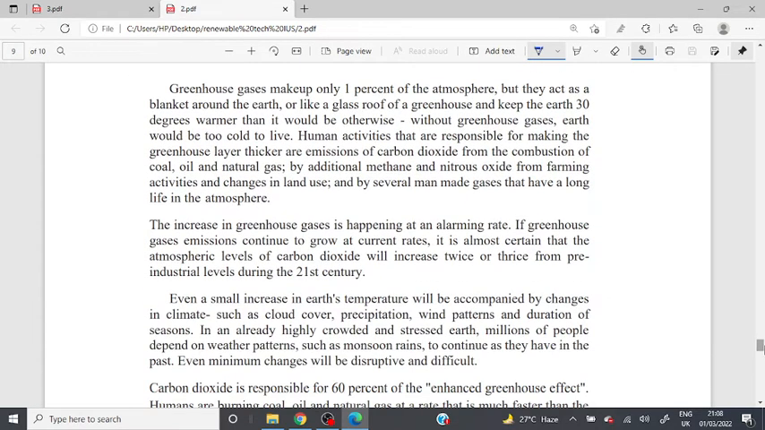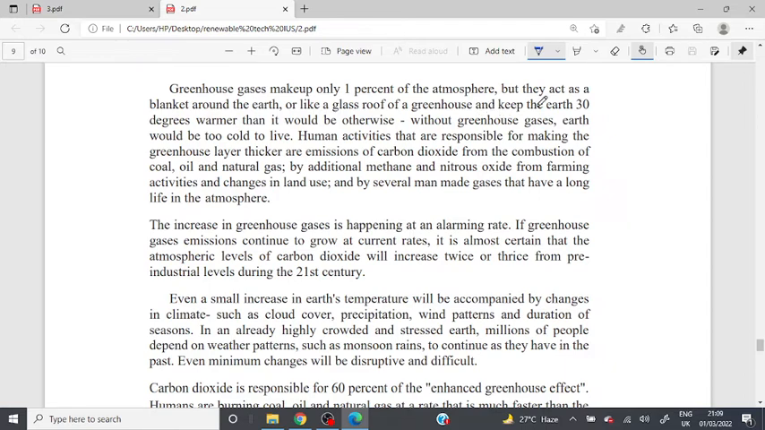Greenhouse gases make up only 1% of the atmosphere, but they act as a blanket around the Earth, or like the glass roof of a greenhouse. If you know what a greenhouse is, it's a house made with glass, which basically lets the radiation come in, holds onto the temperature, and does not allow it to pass out. And that's what the greenhouse gas blanket around our atmosphere is doing. Whatever amount of radiation is coming through, it's just trapping it in and making sure it stays inside and increases the Earth's temperature ever so slightly.